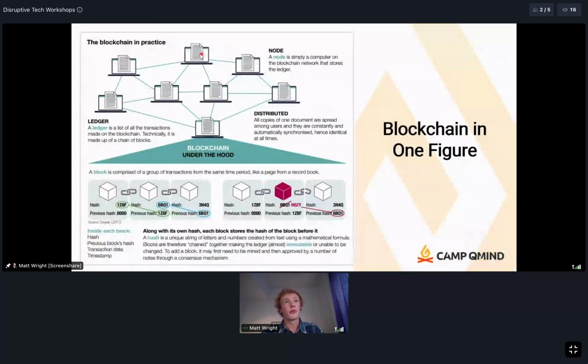So we break it up really into a couple of components. One, there's a node, right? A node is just a computer. It's just someone on the blockchain that participates with it, and all these nodes are connected. That's the peer-to-peer aspect, and they build up a network.